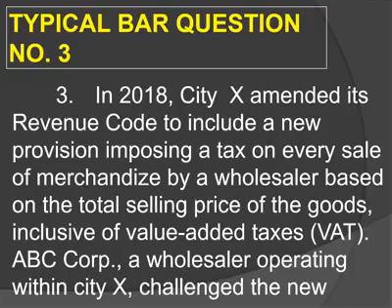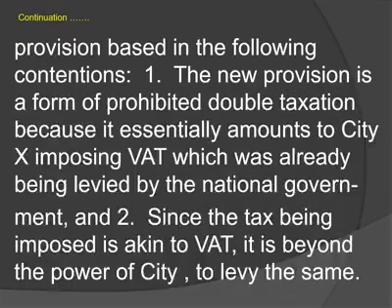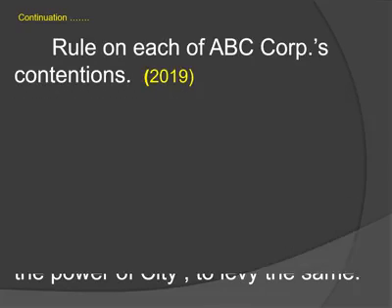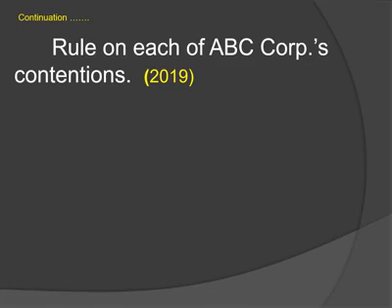In 2018, CTX amended its revenue code to include a new provision imposing a tax on every sale of merchandise by a wholesaler based on the total selling price of the goods, inclusive of VAT. ABC Corporation, a wholesaler operating within the city, challenged the new provision based on the following contentions. The new provision is a form of prohibited double taxation because it essentially amounts to CTX imposing VAT, which is already being levied by the national government. And two, since the tax being imposed is akin to VAT, it is beyond the power of the city to levy the same. Rule on each of ABC Corporation's contentions.